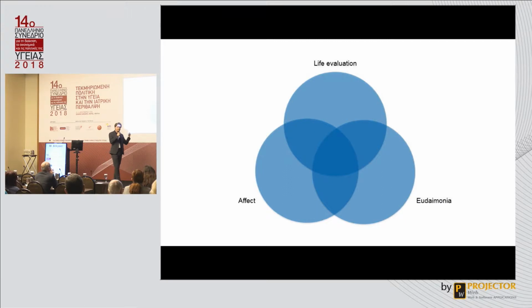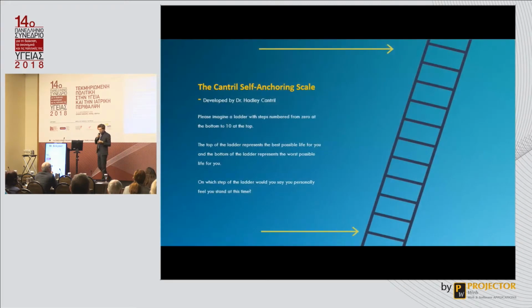This is the metric that is often used in research, and is the one that the World Happiness Report, commissioned by the United Nations, bases all its happiness rankings on, like the rankings where Denmark and Norway and Finland and the Nordic countries are always ranked as the happiest countries in the world. That's based on life evaluation. And a way to measure life evaluation is the Cantril self-anchoring scale.